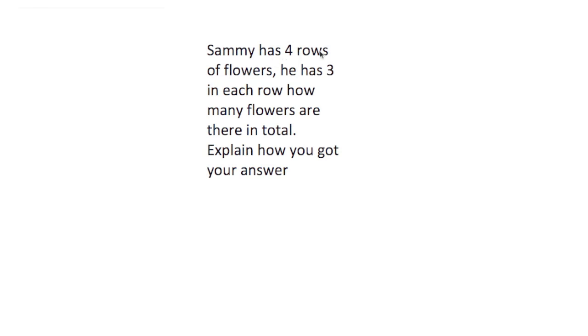Sammy has 4 rows of flowers. He has 3 in each row. How many flowers are there in total? Explain how you got your answer. Now, the key words you want to look at in a word problem. You want to look at the numbers. So, if you know your numbers, then the problem gets easier. So our numbers are 4. We don't know what our operation we're going to use, and 3 equals something.